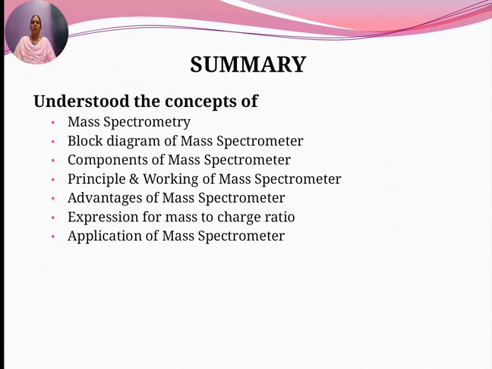A mass spectrometer is used to identify unknown compounds via molecular weight determination, to quantify known compounds, and to determine structures and chemical properties of the molecules. Then we have studied the block diagram of a mass spectrometer. Totally 5 blocks are there. The sample is given to the ion source, then to the mass analyzer, then to the detector, and for analysis you have data analysis.